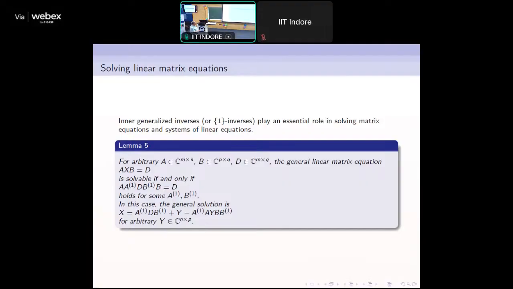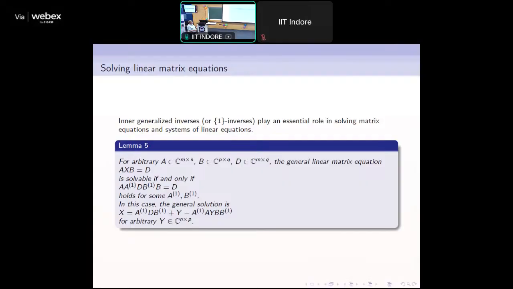And then we will present one important, let's say most important, application of generalized inverses. It is the application of the inner inverse, the {1}-inverse. And now we start the serious topic, the serious investigation of G inverses.